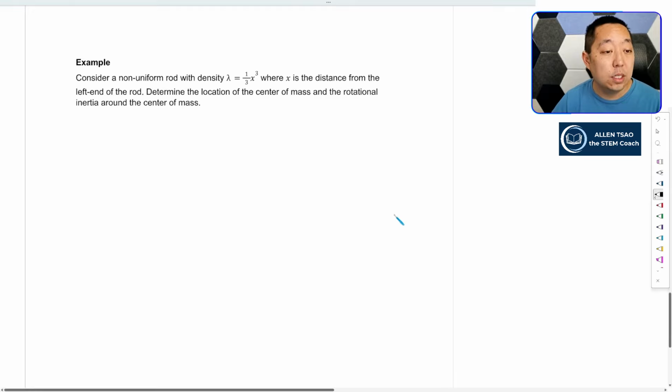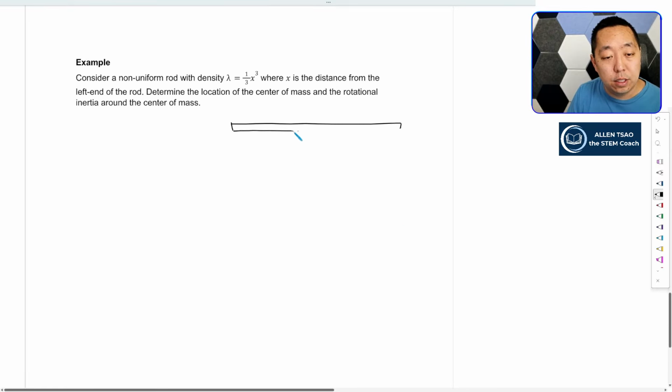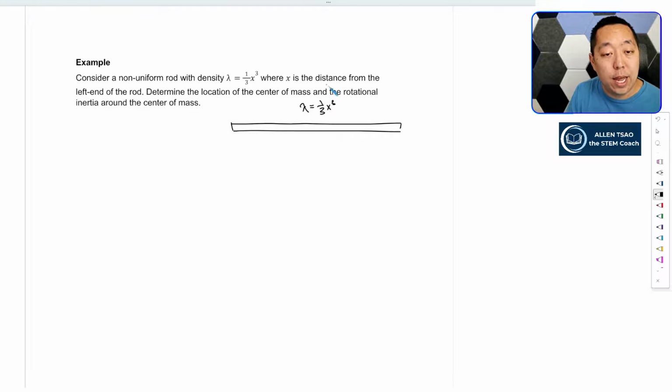Okay, let's take a look at something with a non-uniform density. Let's say we have a rod here, with non-uniform density lambda equals one third x cubed, where x is the distance from the left end of the rod, so we'll make that x equals 0. Then we'll take a little piece in here. We want to determine the center of mass and the rotational inertia. So we're going to take a little piece with a length called dx.